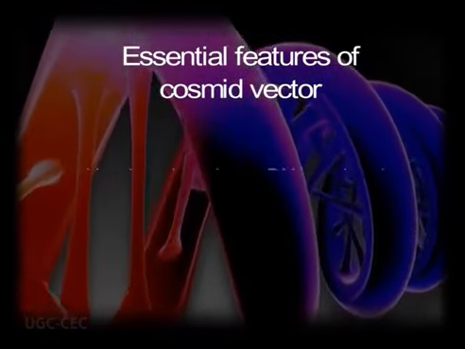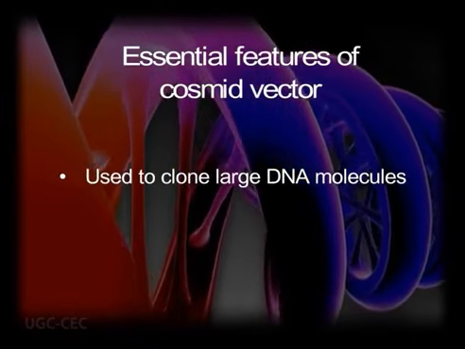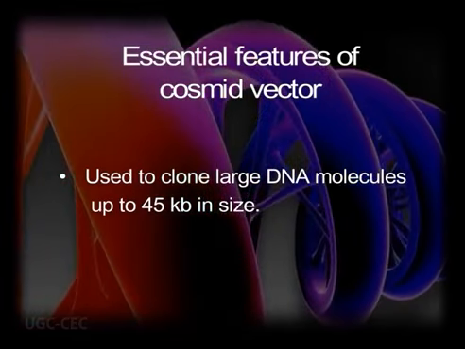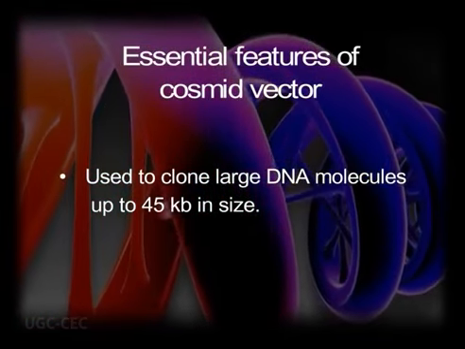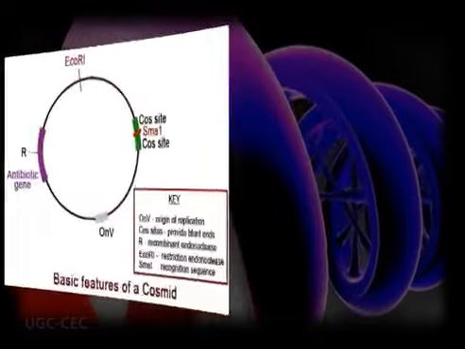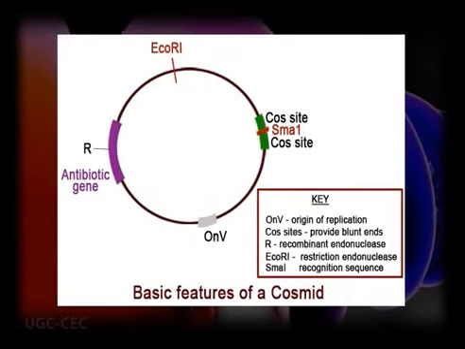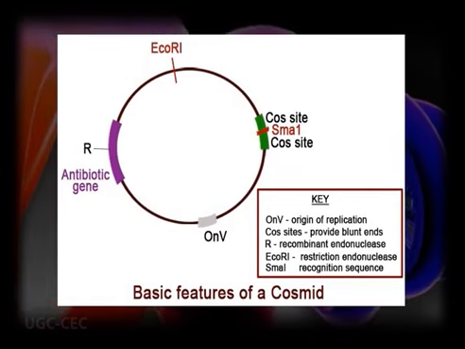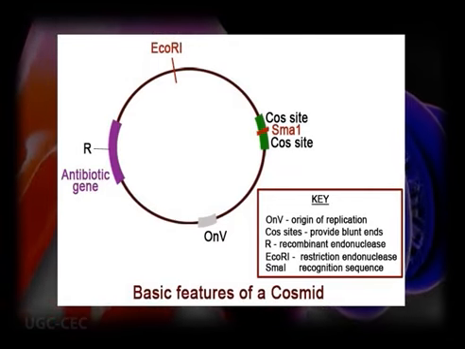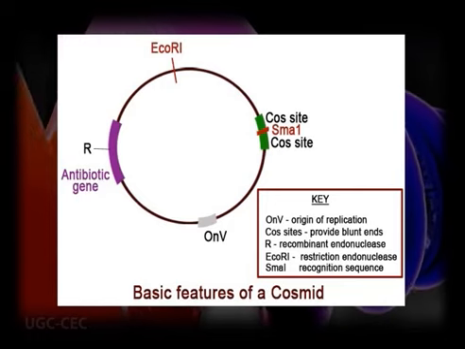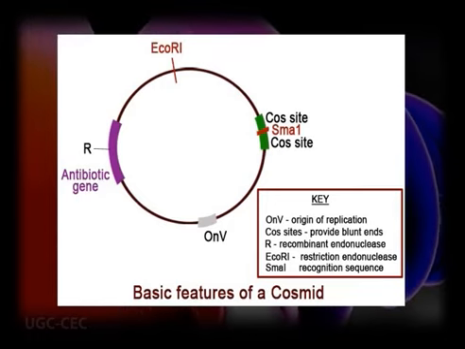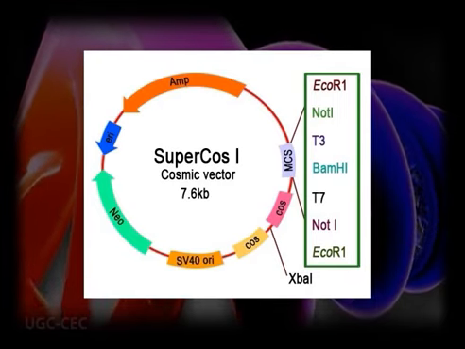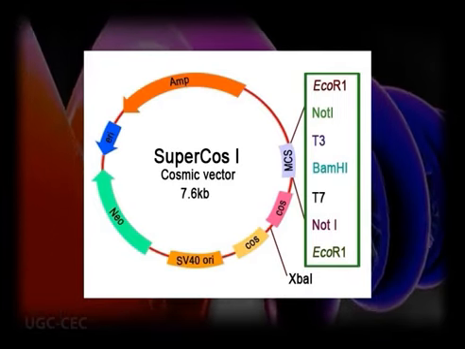Cosmids are used to clone large DNA molecules up to 45 kilobase in size. Therefore, large genes can be cloned only in cosmids. Cosmids can replicate like plasmid in the host bacterial cell and be packaged into phage particles when cos sites are cleaved by endonuclease enzyme. Thus, a cosmid acts like a plasmid as well as a phage. Examples of cosmids are pJB8, pWE15, supercos1, etc.